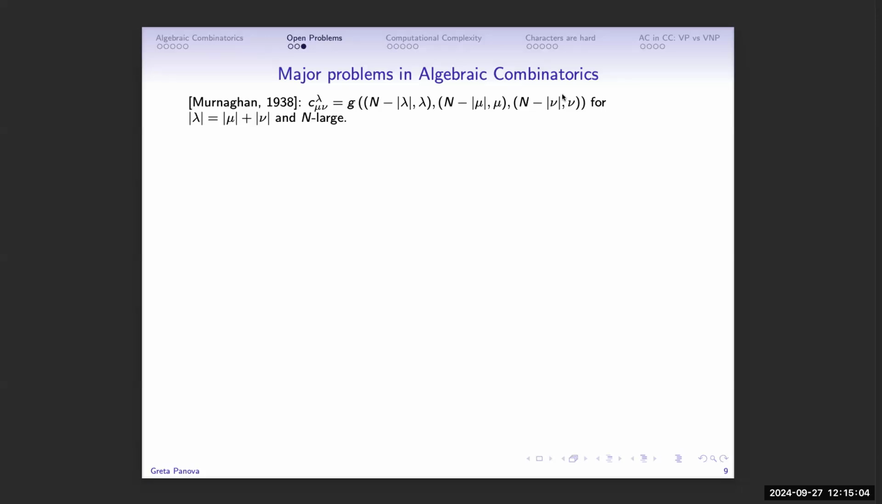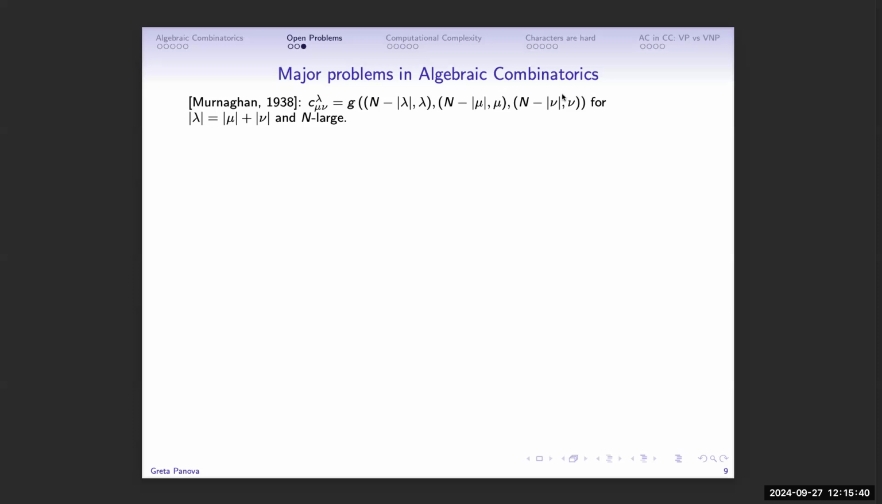Anyway, so now Murnaghan actually figured out that these Littlewood-Richardson coefficients are special cases of the Kronecker coefficients. So if you take three partitions lambda, mu, and nu such that the size of lambda is equal to the sum of the sizes of mu and nu, and then you add some big parts in front to make three partitions of the same size, since for the Kronecker coefficient they need to have the same size, then it turns out that the Littlewood-Richardson coefficient is equal to the Kronecker coefficient.